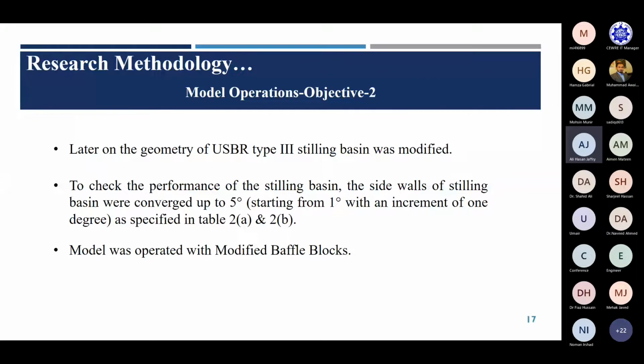Later on, the geometry of the basin was modified to check the performance of the stilling basin. Sidewalls of the stilling basin were converged from 1 degree up to 5 degrees with an increment of 1 degree. The model was operated with modified baffle blocks and then compared with the modified geometry of the basin with the parallel form.